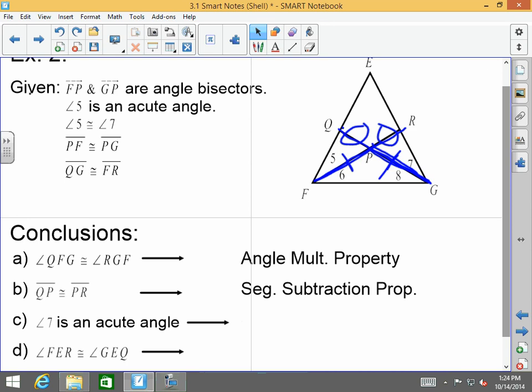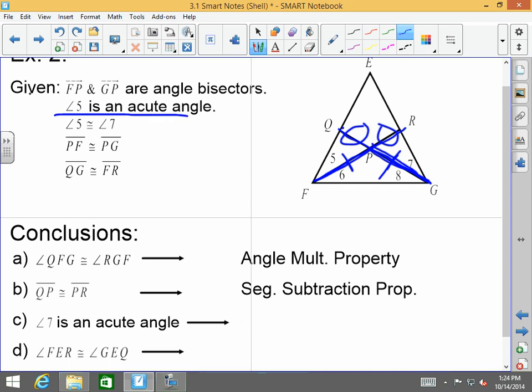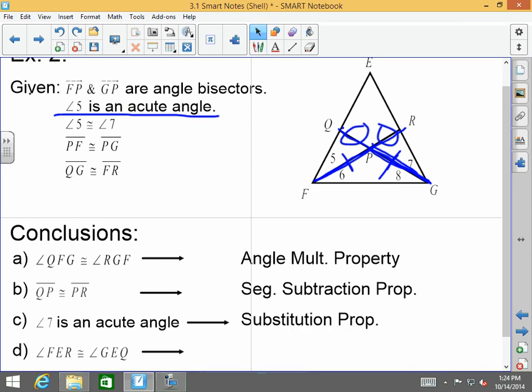How on earth is angle 7 an acute angle? Not assumed. You never assume that. Substitution. Didn't we say that angle 5 was an acute angle? Doesn't that mean that it's less than 90 degrees? That means that we're talking about values. So that would be a substitution property.